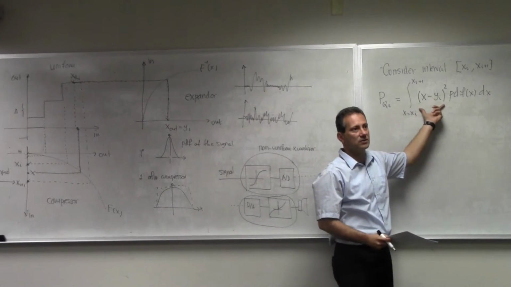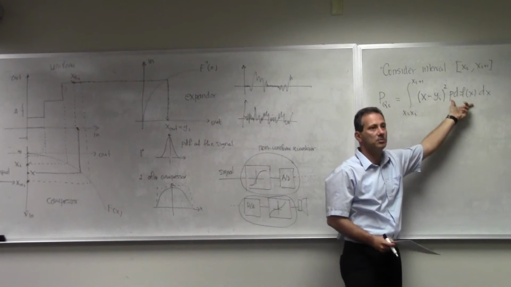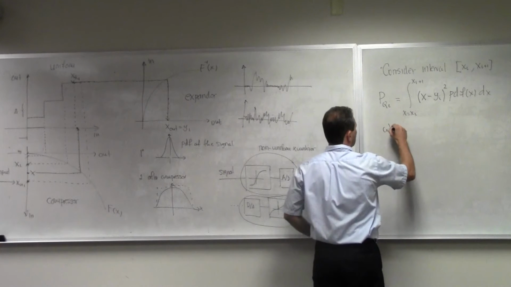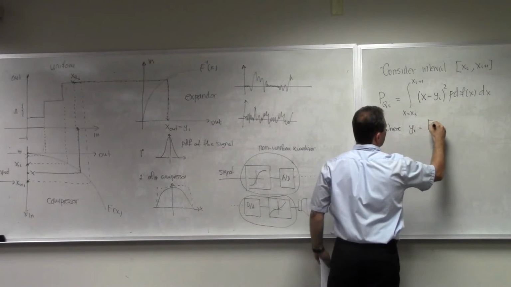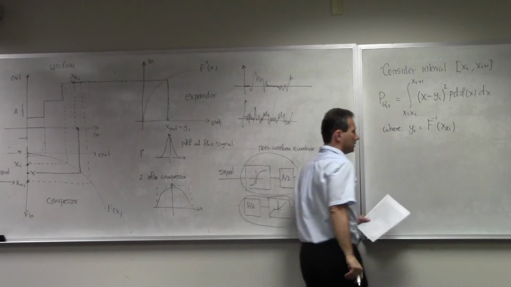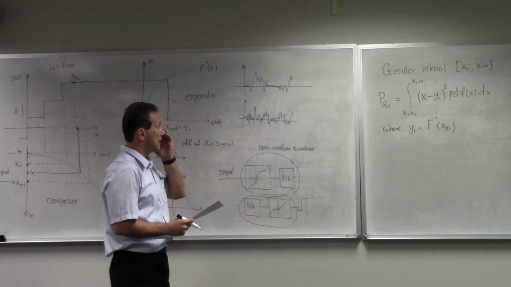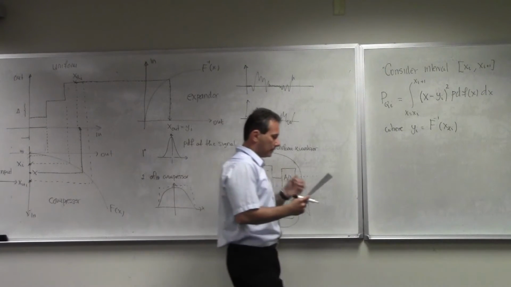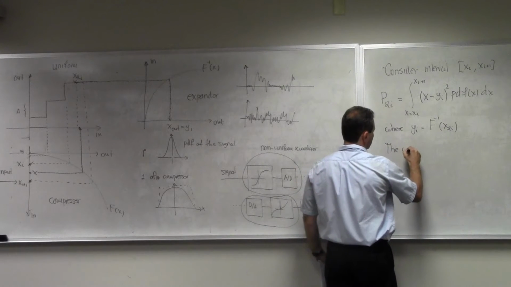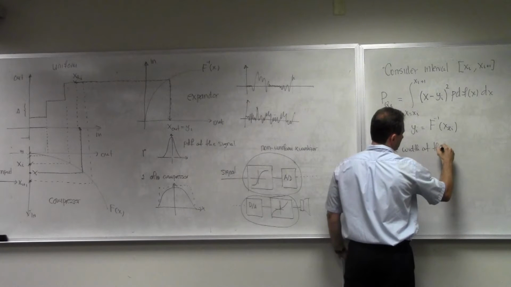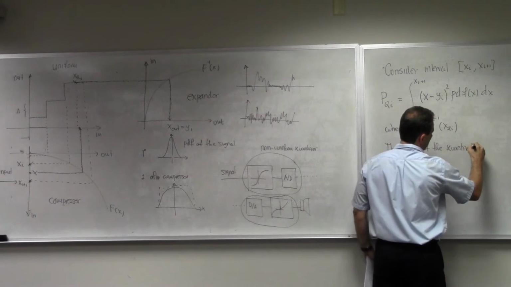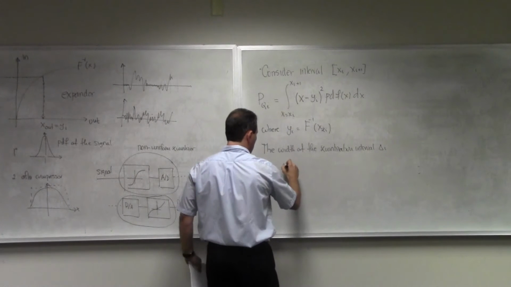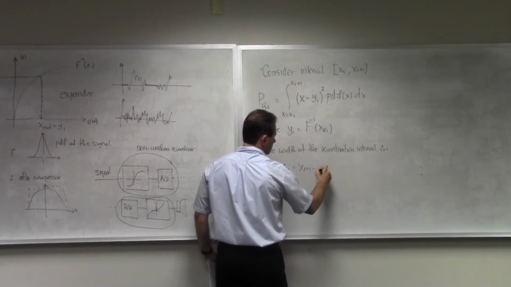So this is the power of quantization error in the i-th interval, right? It's the expected value of this function. Expected value of this function is the function itself times the PDF of x, dx, evaluated in these boundaries, where yi is equal to f minus 1 of xqi. Right? So that's the power of the quantization error when your input signal falls within this interval. And the width of the quantization interval, delta i, is given as xi plus 1 minus xi, right?